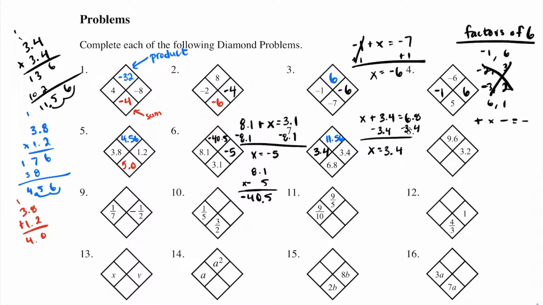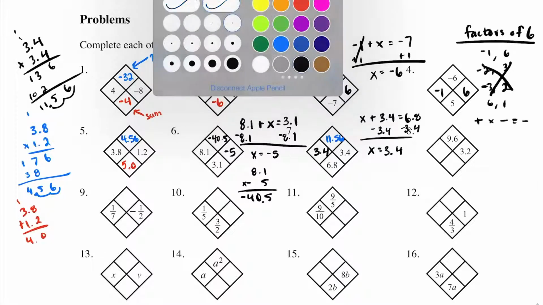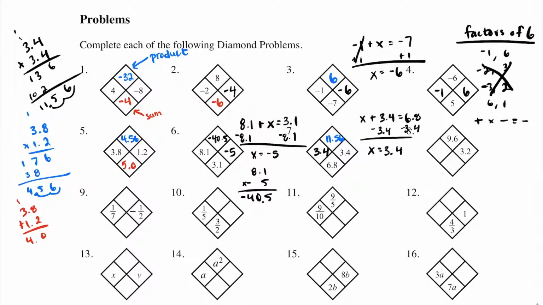Ooh, this time they give me a product of 9.6 and a factor of 3.2. So remember, I do 3.2 times some number is equal to 9.6. So what I'm going to do is I'm actually going to divide 9.6 by 3.2. Okay, I got to get my long division hat on here. So 9.6 and 3.2, bringing it back to... whoops.